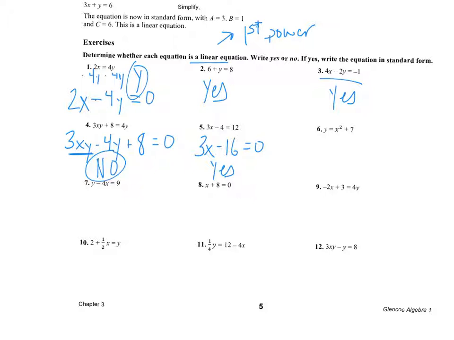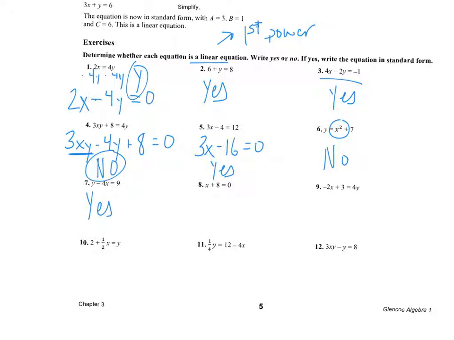What I said earlier about the first power, right? Here I see x squared. This is a dead giveaway, no. You're to the second power. You are a quadratic function, but you are not a linear function. Function and equation are kind of synonyms. Number 7, yes, that one is.